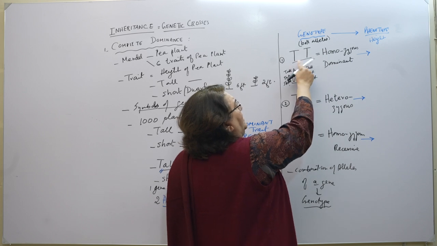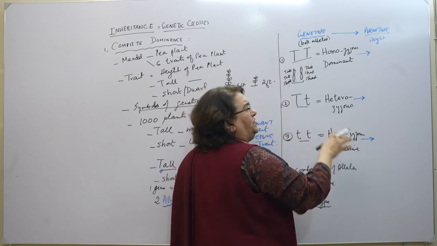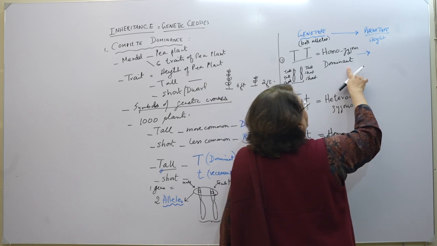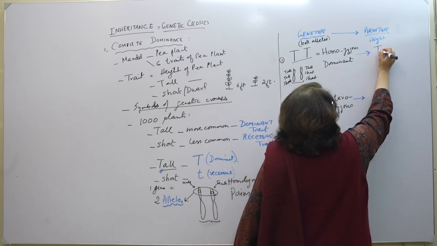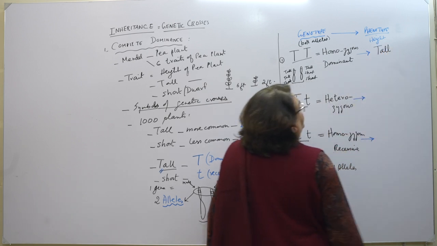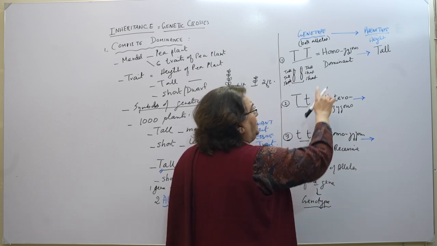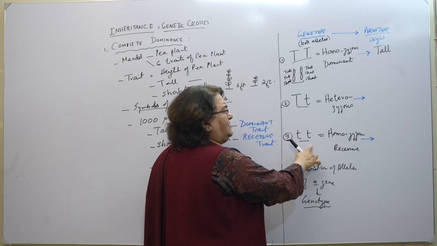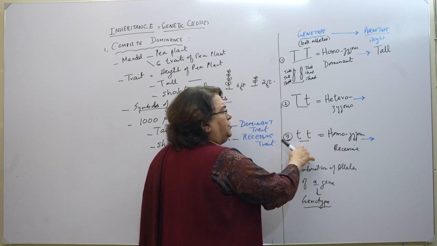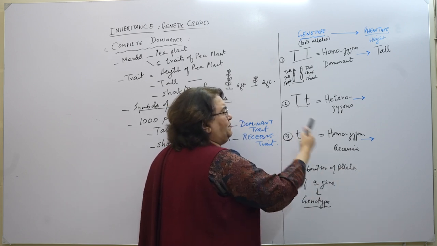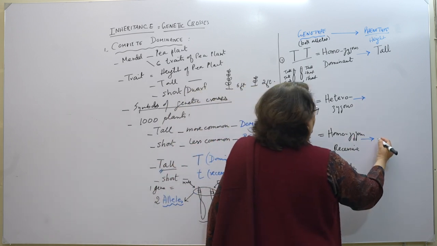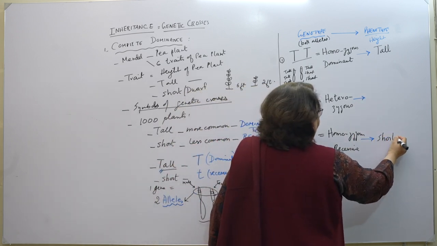If both of the alleles are capital T, both dominant, homozygous dominant, then the plant would only be tall. There's no doubt about it. But if both of the alleles are recessive, short and short, then the organism cannot be tall. This plant cannot be tall. It will only be short.